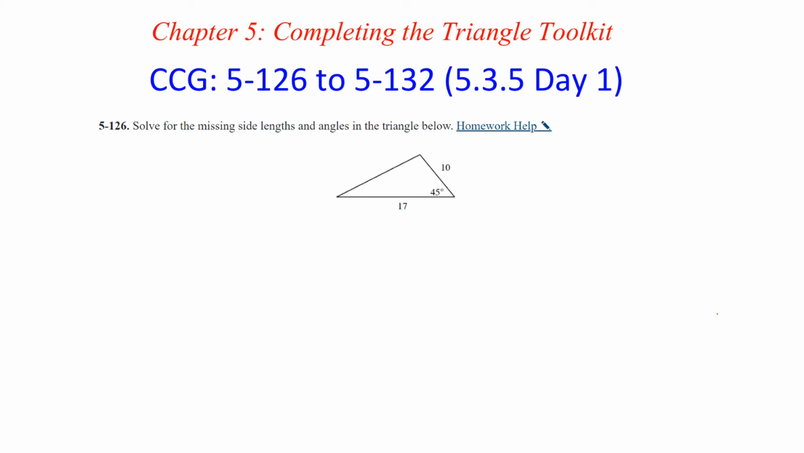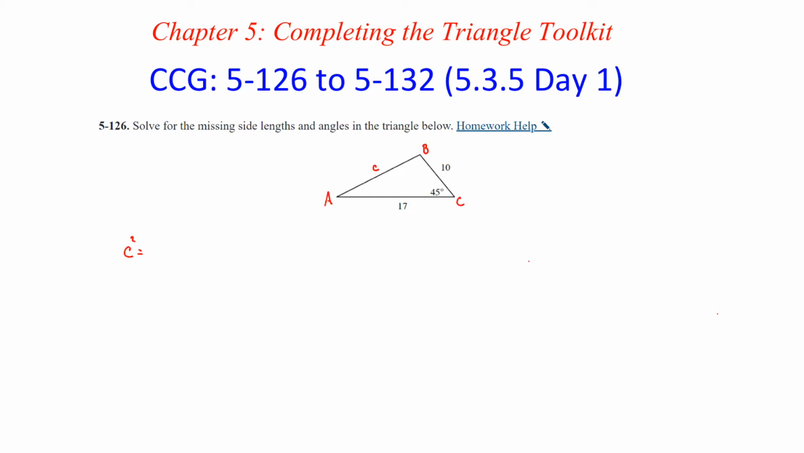Question 126, solve the missing side lengths and angles in the triangle below. So let's go ahead and label our triangle. Triangle ABC. So I'm missing angle A, angle B, and then side C. So I'm first going to start off by finding side C by using the law of cosines.